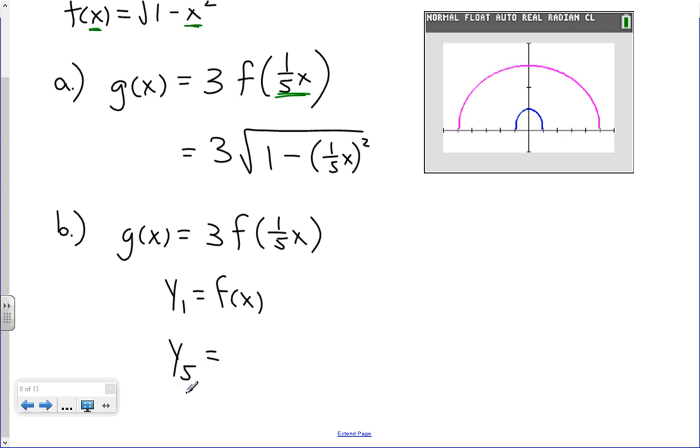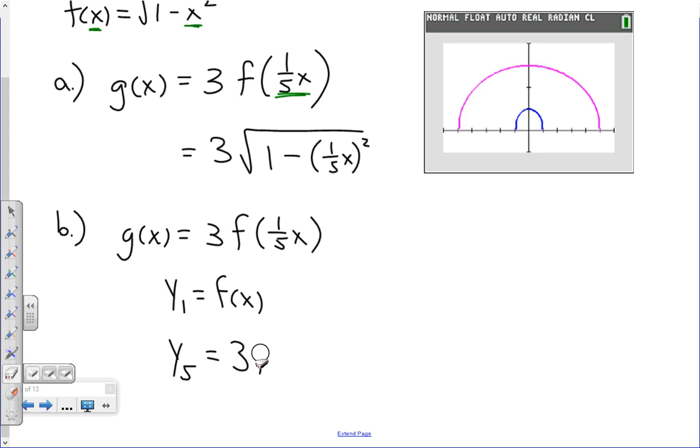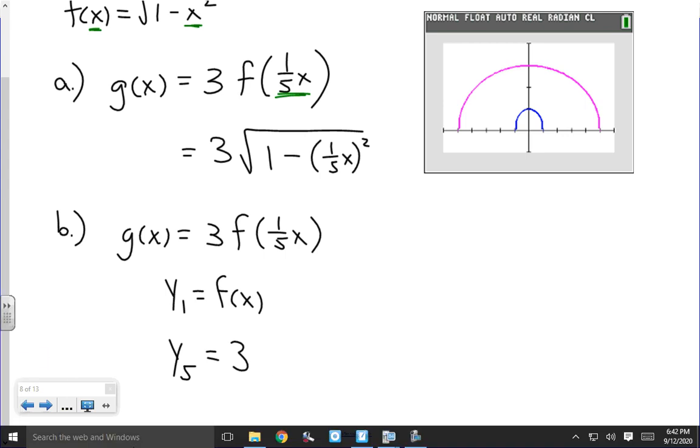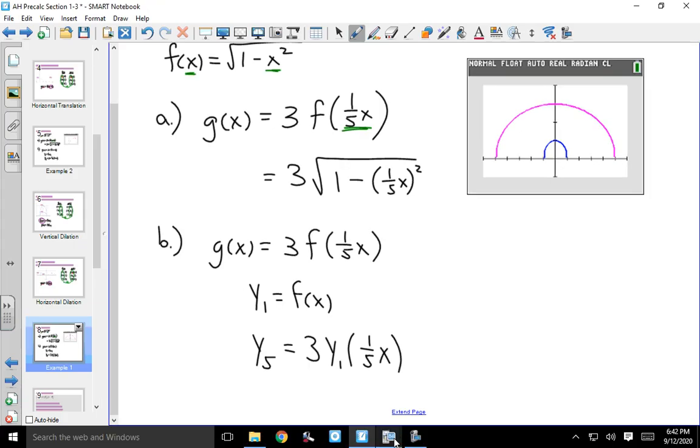In y5, then I can write this as 3 times, oops, not f, sorry, 3 times, I'm replacing f with y1. 3 times y1 of 1/5 x. Okay, that's how we're going to write that and see if we come up with the right sketch. So again, grab your calculator and let's try that out.